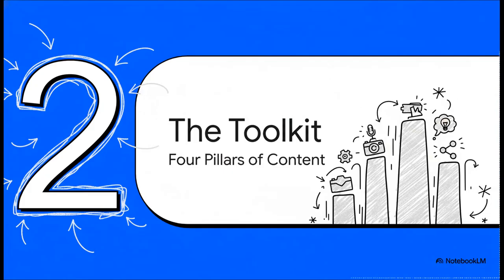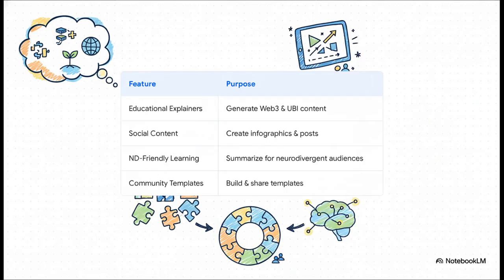Okay, so let's get into the nitty-gritty. What's actually in this toolkit? The whole studio is built on what they call four pillars of content, and each one is designed to give you a specific creative superpower. This is where the magic really starts to happen. First up, you've got educational explainers to help you nail those big topics like Web3 and UBI. Then there's social content for creating those shareable, viral-ready infographics. Now this next one, ND-friendly learning, is absolutely incredible. It summarizes complex ideas specifically for neurodivergent audiences, making sure the vision is accessible to everyone. Because a truly universal vision has to be universally understood, right?